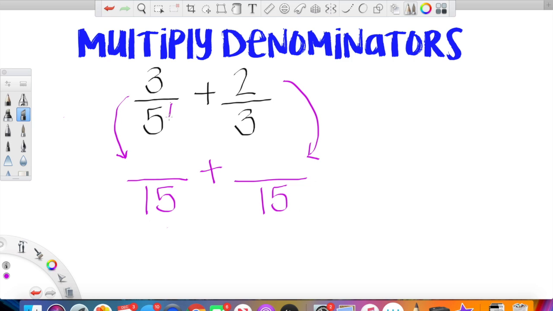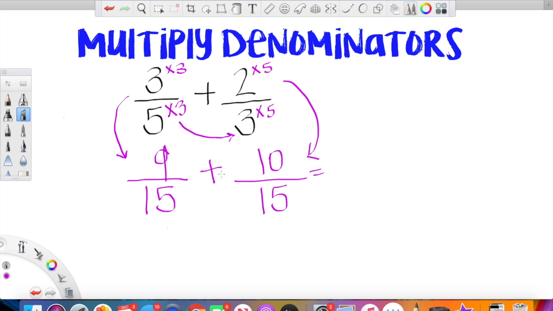So ask yourself, what do we multiply 5 by to make it a 15? Spoiler alert, it's right there. 5 times 3 is 15, and if we multiply 5 by 3, we have to multiply 3 by 3. 3 times 3 is 9. Now we need to think about, what do I multiply 3 by to make it a 15? Spoiler alert, it's right next door. 3 times 5 is 15. And you all know, you better multiply 2 by 5 if you're multiplying 3 by 5. 2 times 5 is 10.